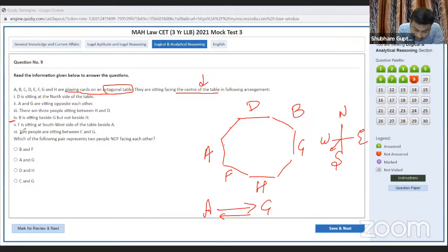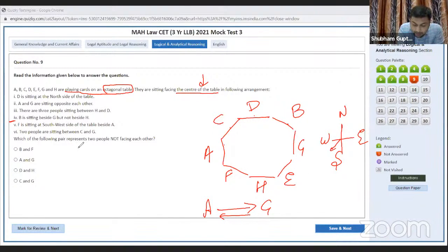Now let's read further. Two people are sitting between C and G. So C can come either here or here. So if you see two persons are sitting, 1, 2, so C must be here. And who is remaining? If you see A, B, C, D, E is remaining. So E, all are done, correct? Now let's look at the first question.